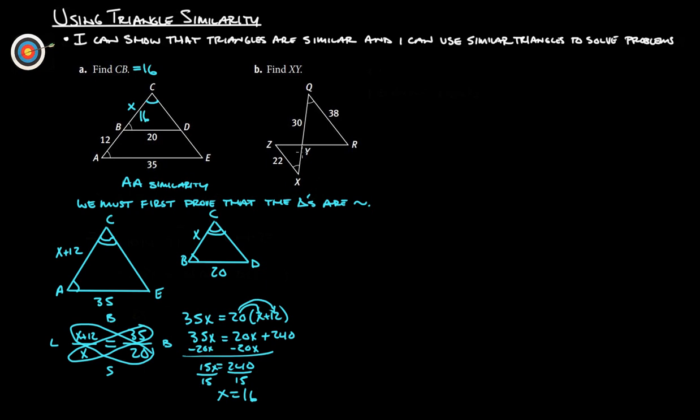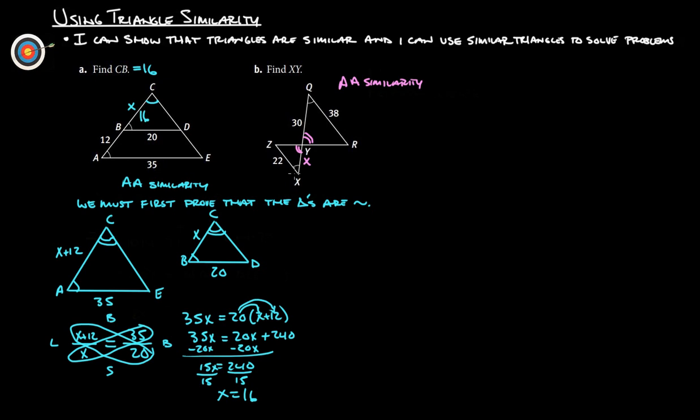Okay. For B, let's try this in a different color. We've got to find XY. Okay, so we know that this angle is the same as this angle. And look, vertical angles, we know that that angle has to be the same as that angle. So we have angle similarity. So now we can set these up, right? XY is what we're looking for, so we're looking for this piece right here.